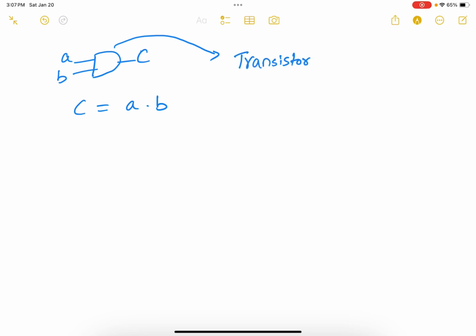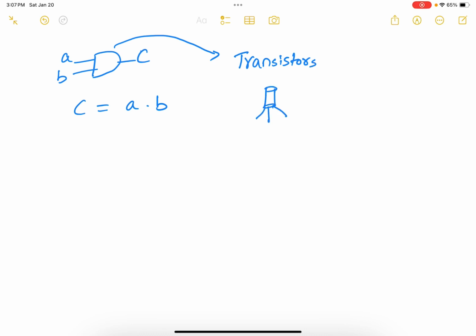Take an AND gate for example. It has two inputs A and B and an output C, and we know that the relation is C equals A and B. To realize this AND gate in electronics or in hardware, we use something known as transistors. A transistor is a three-terminal device. It looks something like this.